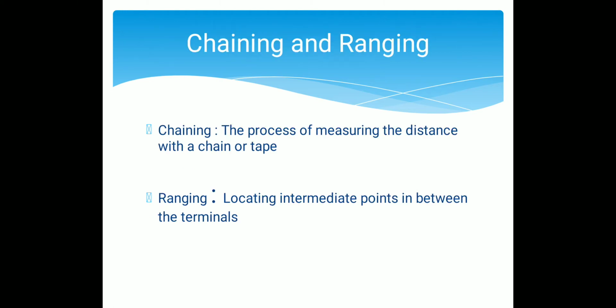What is chaining and ranging? Chaining is a process of measuring the distance with a chain or tape, and ranging is a process of locating intermediate points between the terminals.